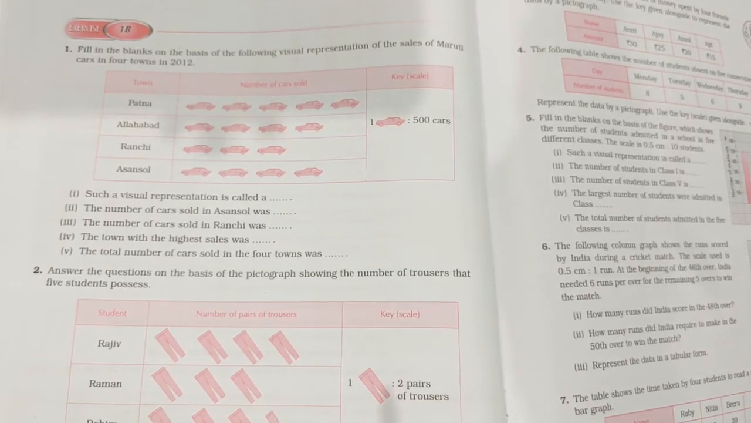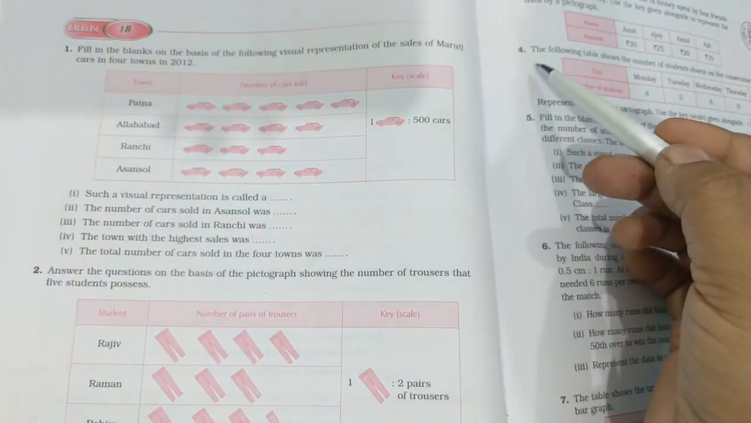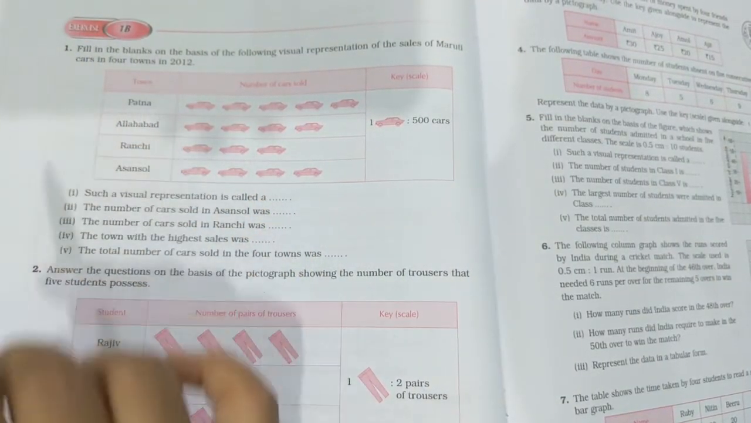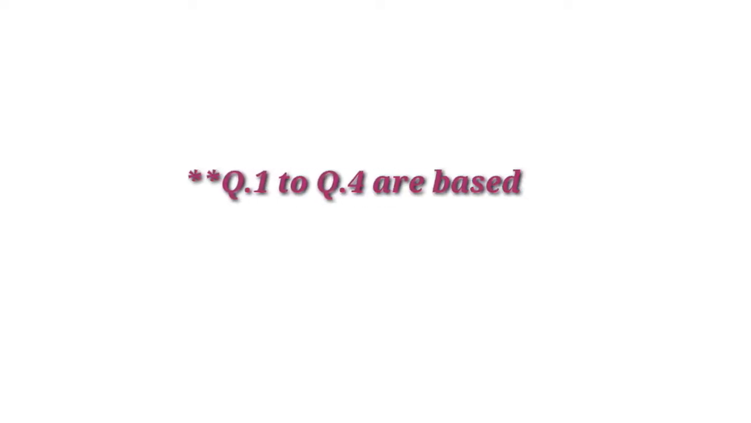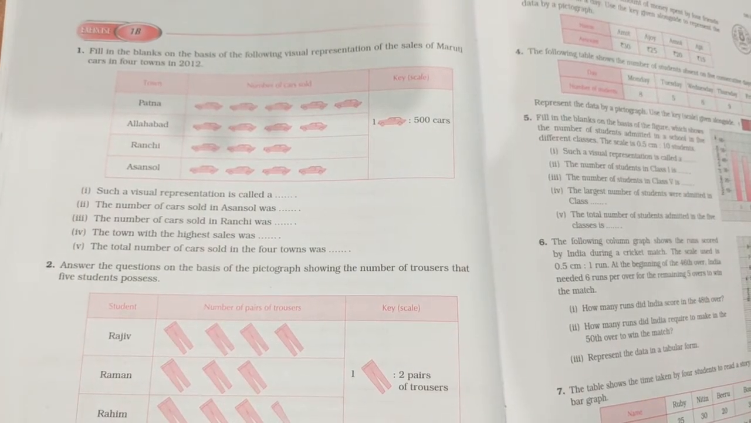As you have been informed in the beginning of the lecture, pictograph is omitted from the syllabus. So question 1 till question 4 are excluded from exercise 1B. Fine. So make a note, question number 1 to question 4 are based on pictograph, so omitted from the exercise 1B. Now let's move to question number 5.